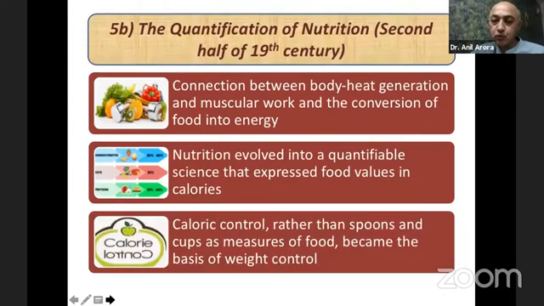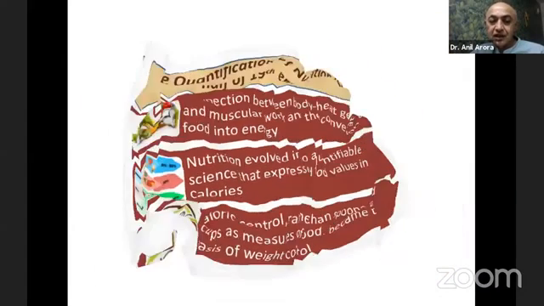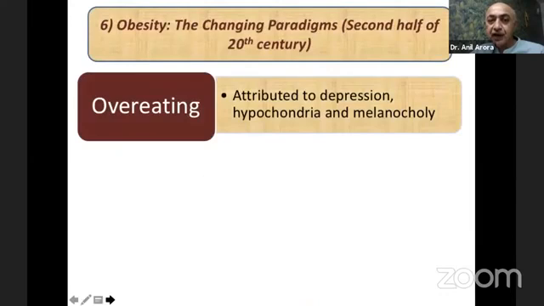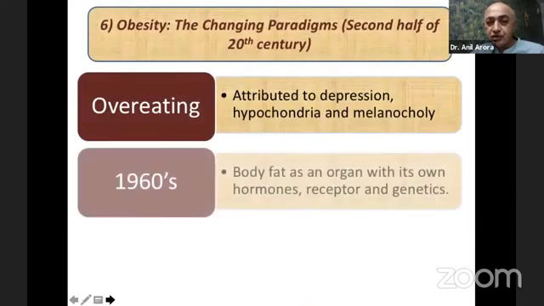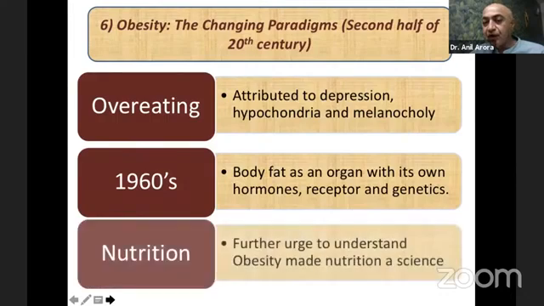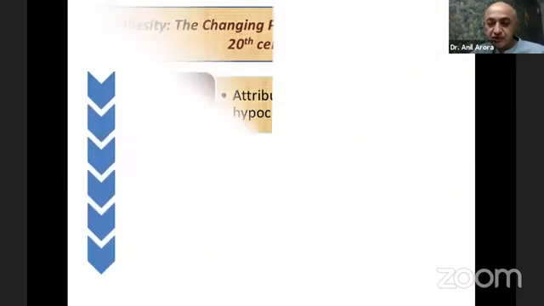It was expressed as food values in calories, and calorie count, rather than spoons and cups, was now used as a quantitative assessment of consumption. So by the middle of the 20th century, overeating was related to depression, hypochondria, and melancholy. In the 1960s, body fat was defined as an organ with its own hormones, receptors, and genetics. And later on, nutrition emerged as one of the important components of the science which defined the way we look at obesity today.